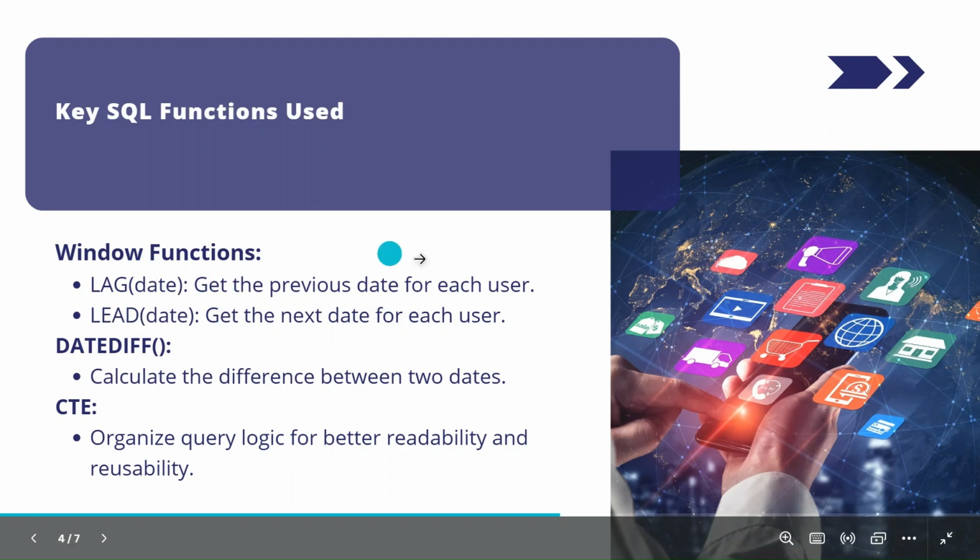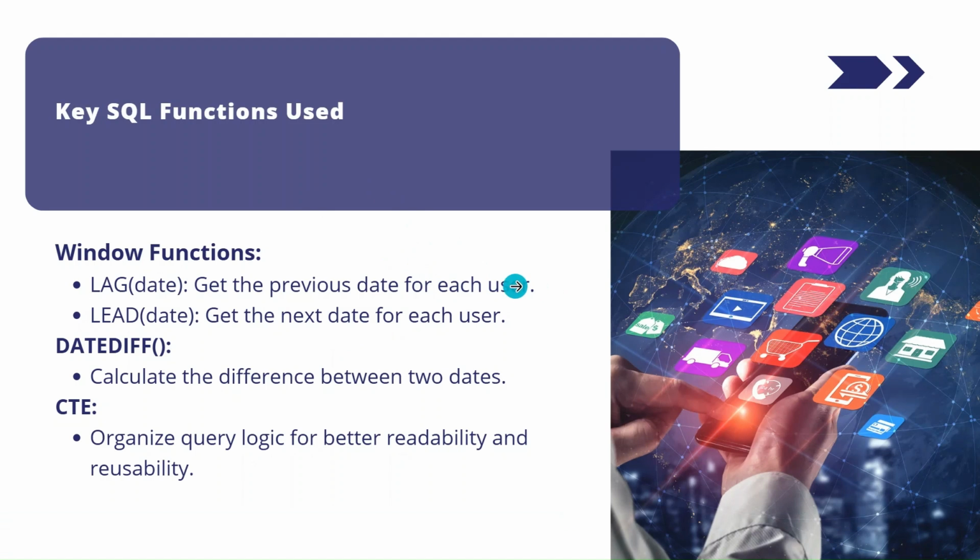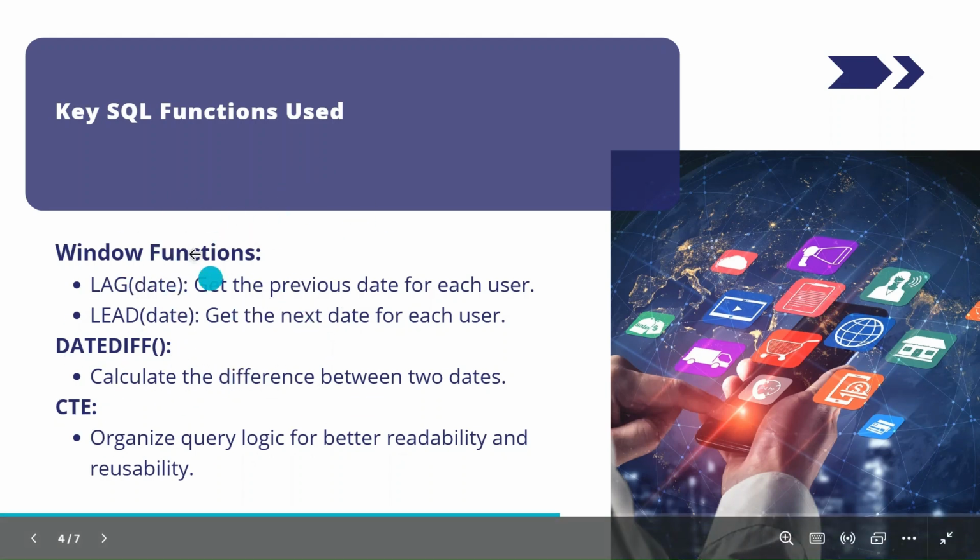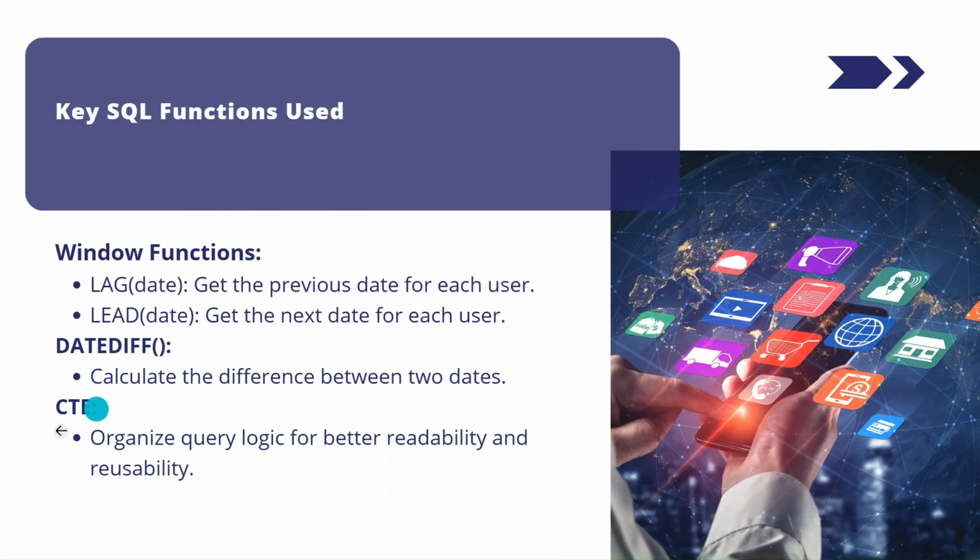LAG gives the previous day. Suppose for user u1 the event occurred on the current day, say today is the 28th. If we apply LAG on that, it will give the previous day, the 27th. LEAD will give the next day. Suppose today is November 1st, then LEAD will give November 2nd. So LAG will give the previous date, and LEAD will give the next date. These are the required functions to solve this problem: LAG, LEAD, the date difference function, and CTE.